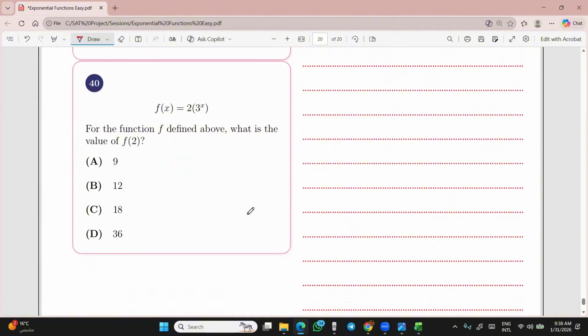Question 40 is the last one here, and the question says for a function f, the function f is defined above. What is the value of f of 2? F of 2 means replace this x with 2. So 2 times 3 raised to the 2. And of course, don't multiply 2 by 3, because 3 is busy with the exponent. And of course, the exponent is prioritized over the multiplication. So 3 to the power of 2 is 9. And we have 2 times 9, which is equal to 18. 18 is our correct answer.